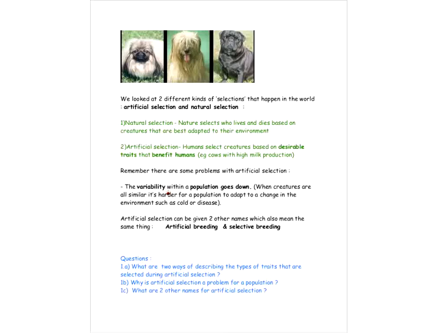So the first question, 1A, and so I'm going to ask you guys to answer these. First question, 1A, is what are two different ways of describing the types of traits that are selected during artificial selection? So what kind of things are they looking for? Or how would you describe what traits are being selected during artificial selection? What do you guys think? Okay, benefits people, good, that's one. And what's another way of describing it?